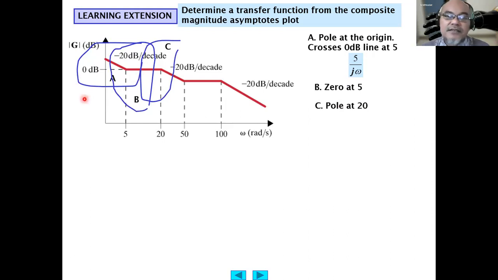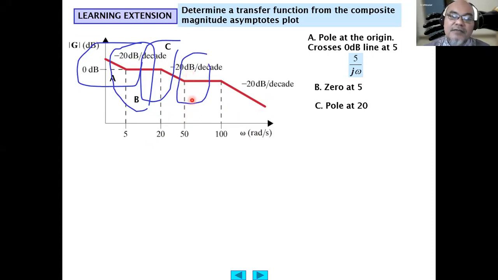At C, this decreases again. So another pole. The C here is another pole decreasing by minus 20 decibel per decade. And the break frequency is at 20 radian per second. So this becomes (j omega divided by 20 plus 1) power minus 1.